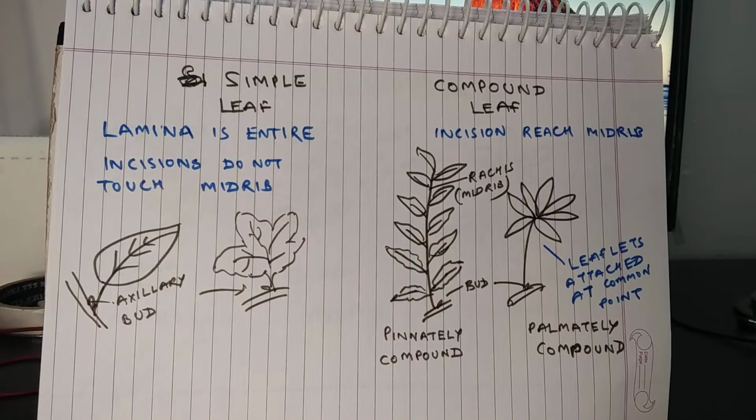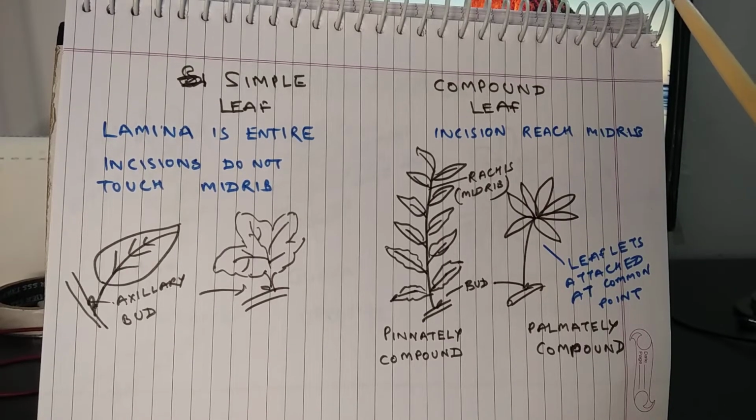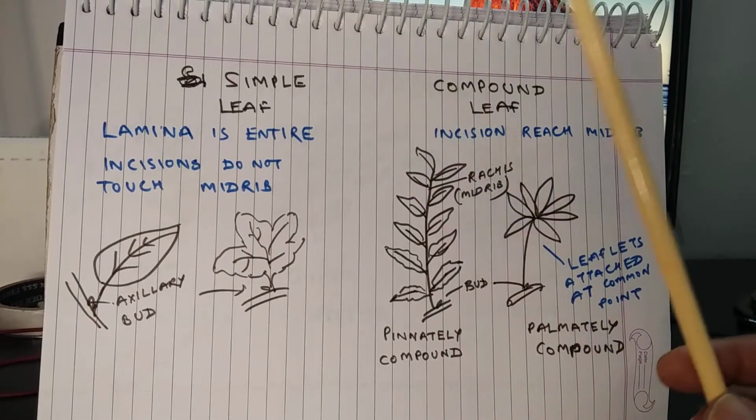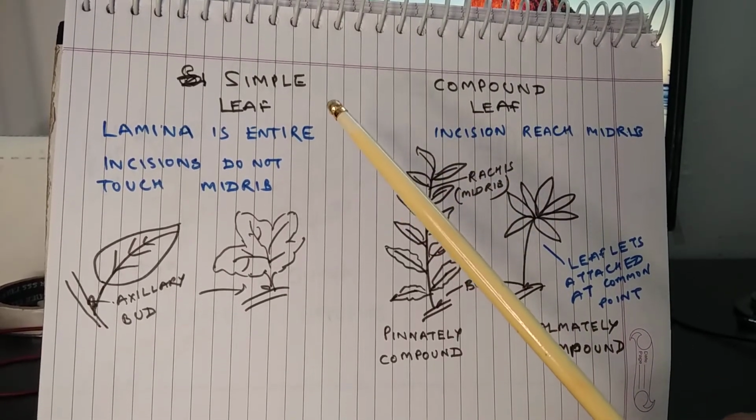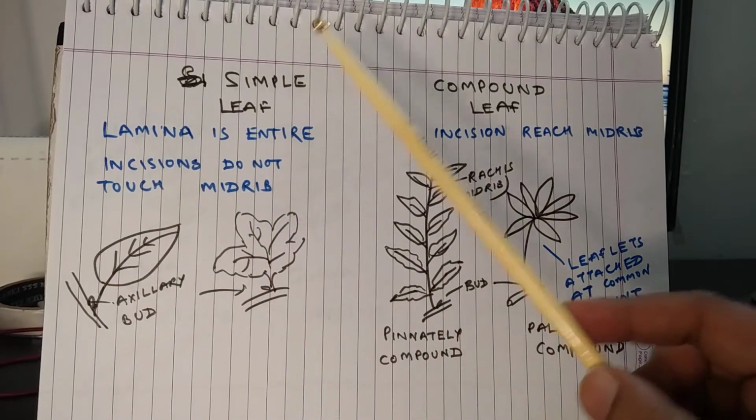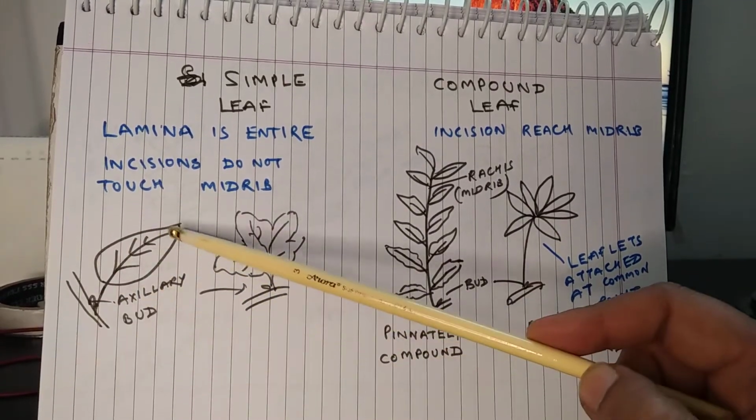Types of leaf. There are two types. One is called simple leaf and another is called compound leaf. So, what is the difference? Let us see. When the lamina is entire, or if incision is present, but the incisions do not touch the midrib, then it is called a simple leaf. This is the best example. So, the lamina is entire, the leaf blade is entire, there is no cut.